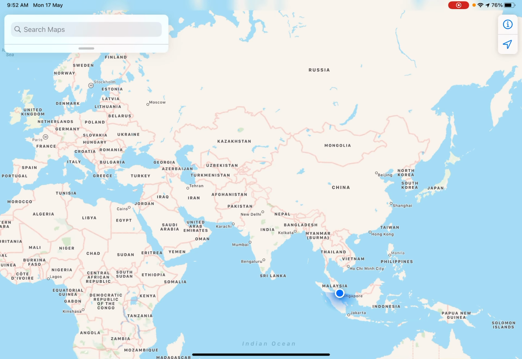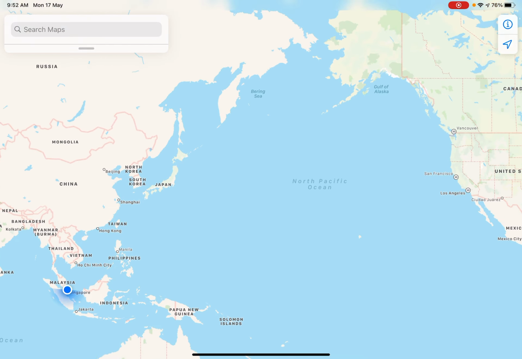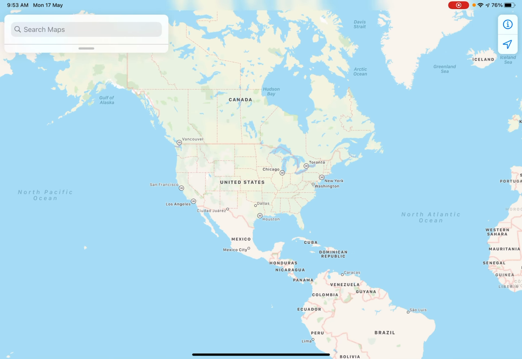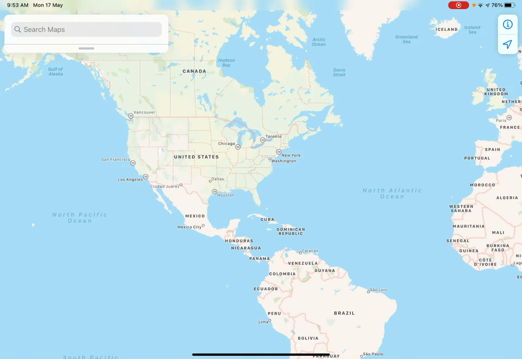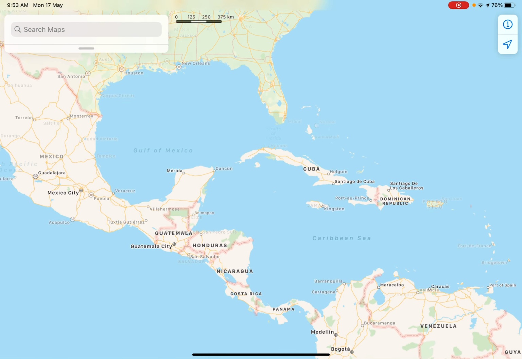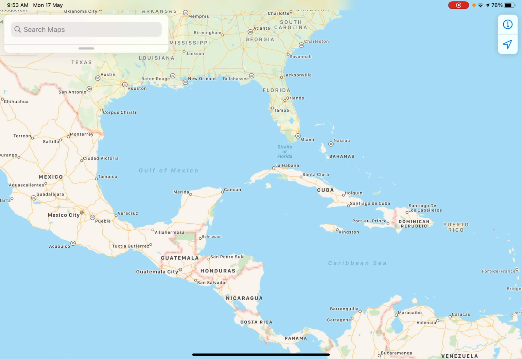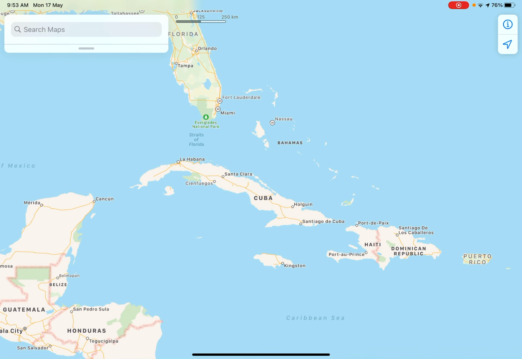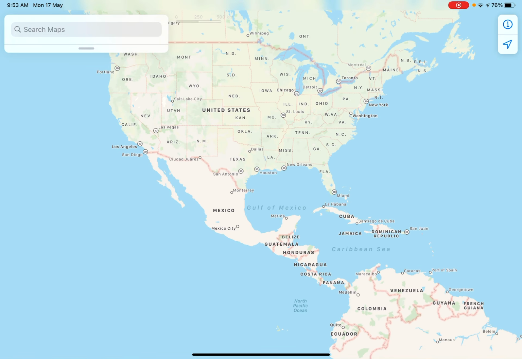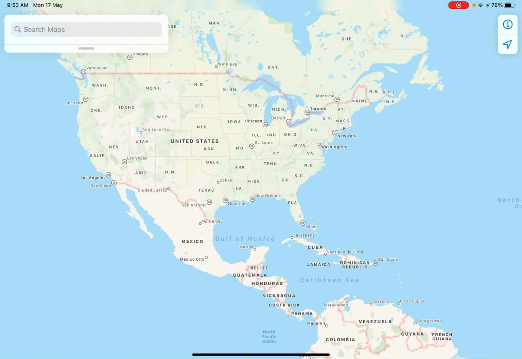But where we are going to go now is across the Pacific Ocean. We look at the United States, and where we are going is this area over here in the Caribbean. Okay, you know, Pirates of the Caribbean, that's where we're looking at. Okay, so this is the island of Cuba, right south of the United States. That is what we are looking at.